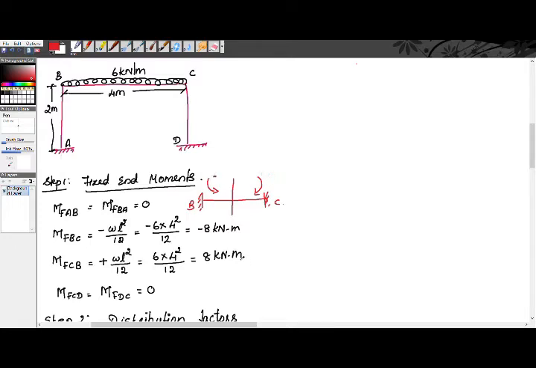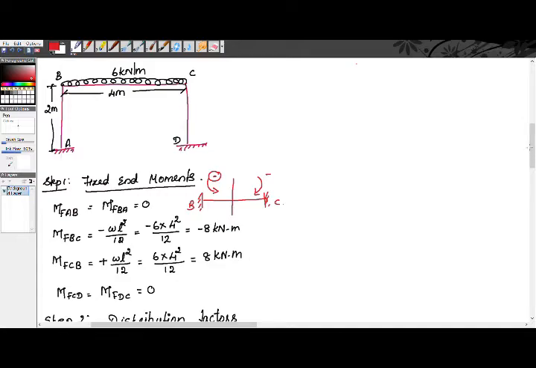Now we will move on to our span CD. CD is a vertical member. So there is no external loadings on the member. So fixed end moments at C and D for the span CD is 0.